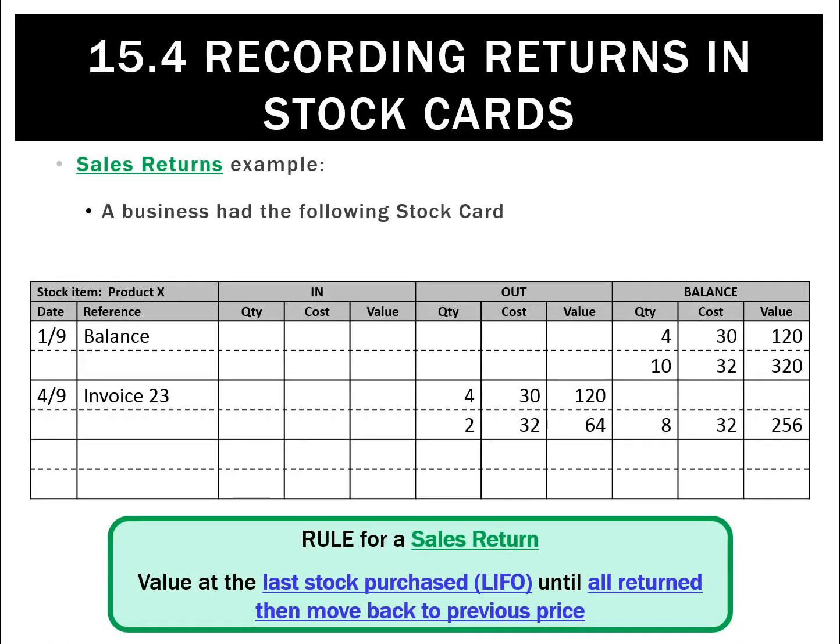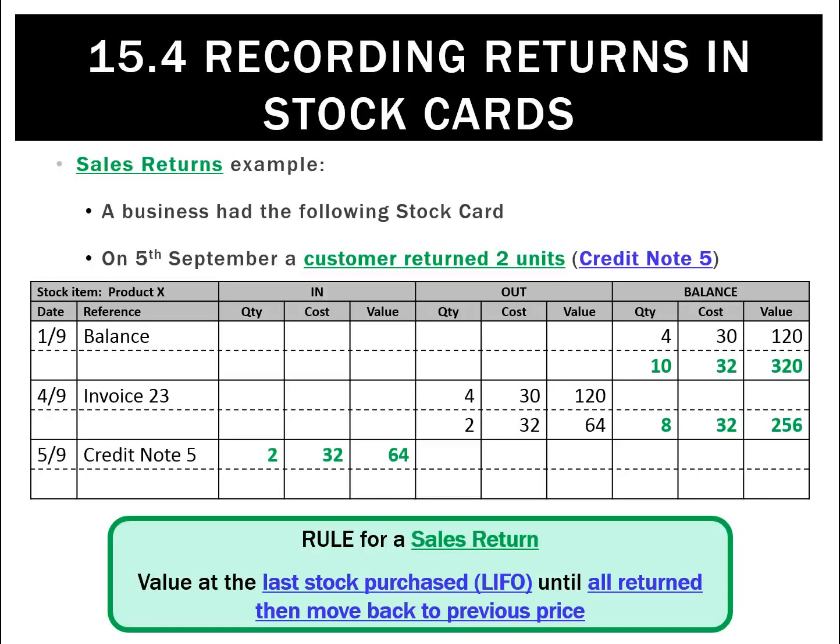So we've got the exact same stock card. So let's have a look at this. Customer brings back 2. The rule is value at the last stock purchased, which is LIFO, until they've all been returned, then move back to the previous price. So I'm going to value both of these if a customer returns 2. I'm going to value them both at $32.